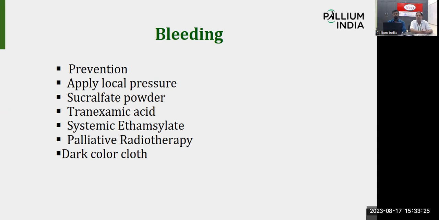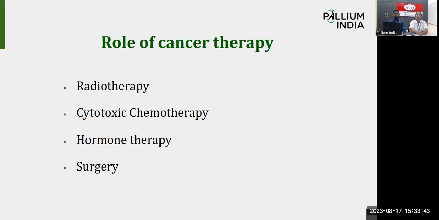Mainly we are doing radiation therapy for what? In order to decrease the size of the tumor. So this will be only for a time being. In order to control the symptoms, to control the bleeding, we can use palliative radiotherapy, right? Then what is the role of cancer therapy? As I said, the role of cancer therapy, either radiotherapy, chemotherapy, hormonal therapy or surgery. In surgery, mainly that part is removed.